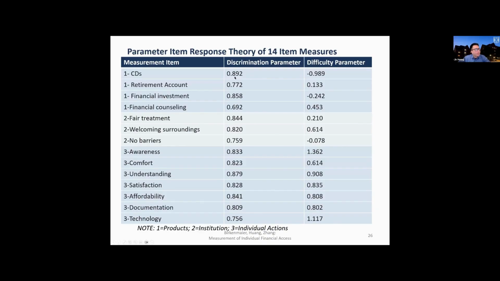But at the same time, CDs has a higher discrimination parameter, 0.89, much higher than all other items in our 14 item scales. So it has a much higher discrimination parameter to help us understand the measure of financial access. Based on these rankings of discrimination and difficulty parameters, we can see that among 14 items, CDs actually is the best financial access measure for us to understand people's financial access situation.